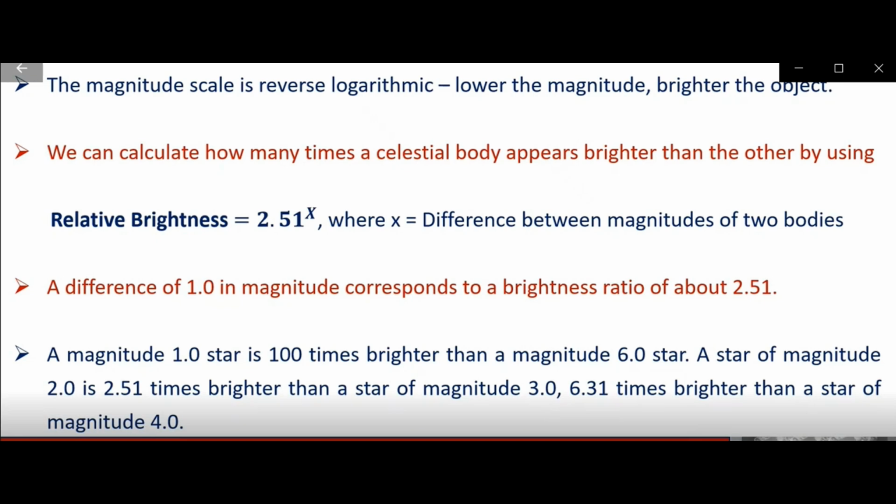Later on, we could connect it to logarithm and we could derive this formula that if we have two stars available and we know the stellar magnitude of both, we can find out how many times a particular star is brighter than the other by using this formula. So you can just calculate the difference of magnitude of two celestial bodies and put it in the formula 2.51 raised to power x. It will immediately tell you how many times is one body brighter than the other.